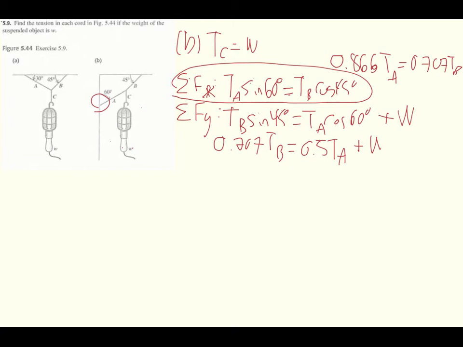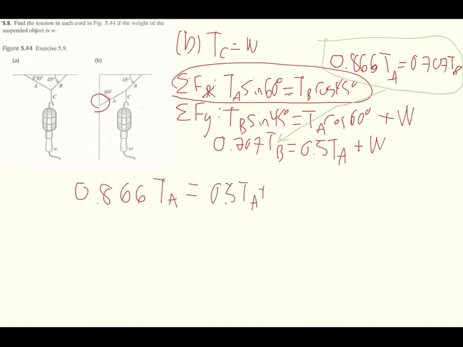Now if you look, you can see we can make the exact same substitution we made last time. I guess in many ways it's the same. I'm going to take this whole equation here, and I'm going to substitute it wholesale into here. So I can take one term out. Again, there's all kinds of ways to do this, and you know what they all are. So I'm going to just replace it here. So I'm going to say 0.866 TA equals 0.5 TA plus W.